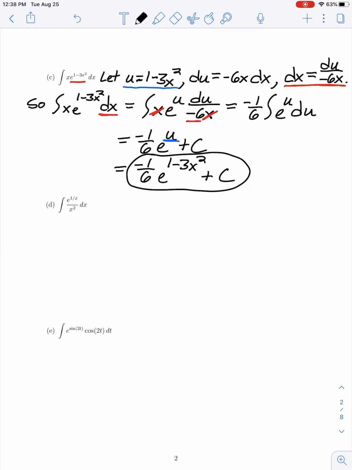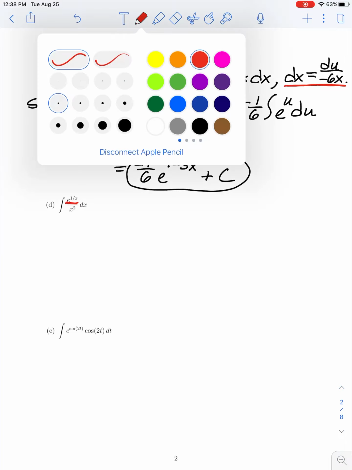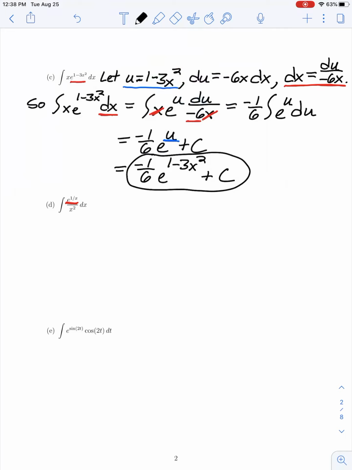All right. So let's look at some other ones also involving exponentials. In part D, we have the integral of e to the 1 over x divided by x squared dx. So again, when I'm looking at this, I recognize that the numerator is a composite function. It's not just e to the x, but e raised to the 1 over x power, or e to a function of x. So as soon as I see that composition, that immediately makes me think of a substitution.